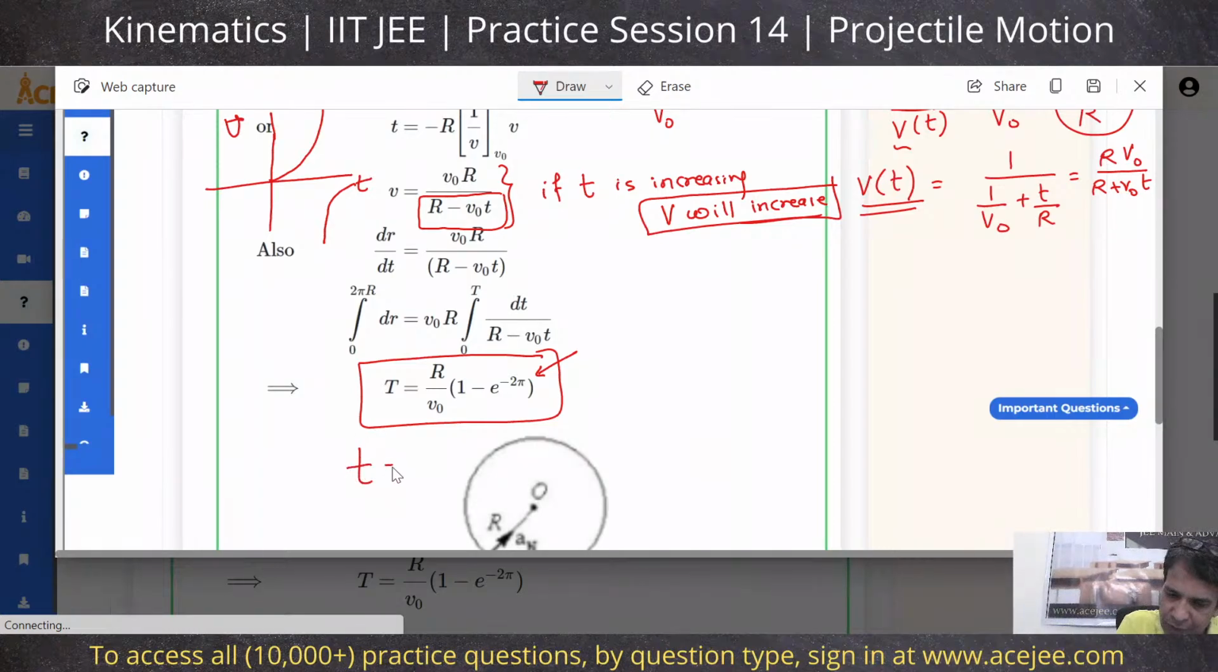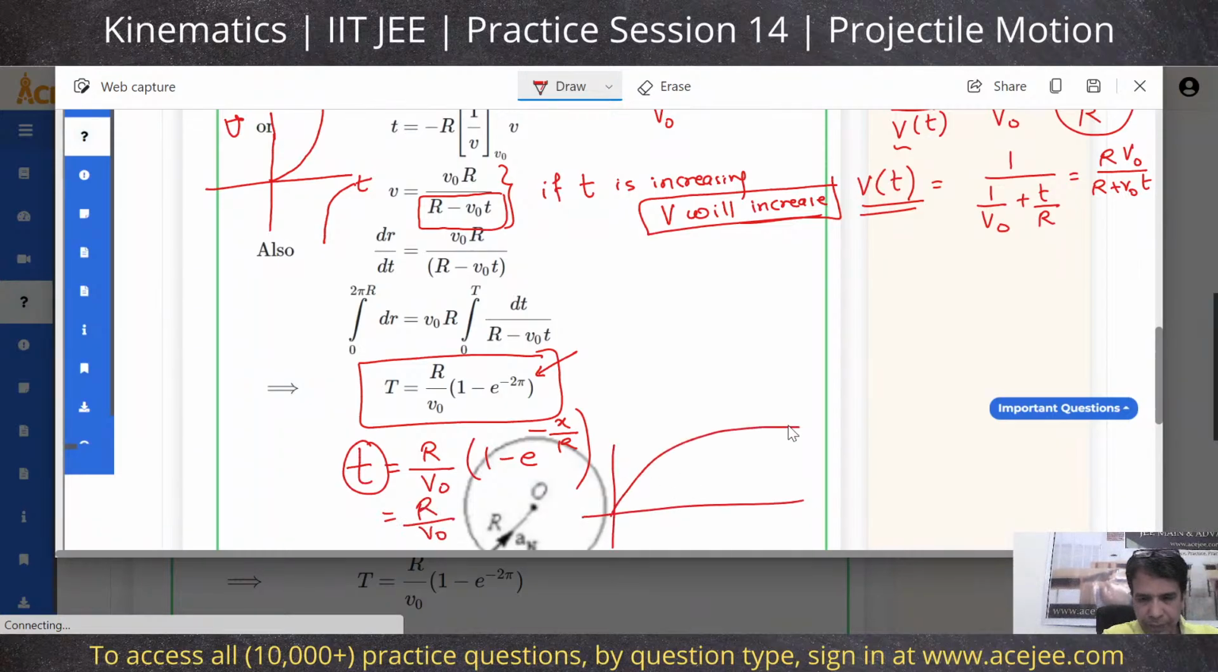Their expression in terms of a generic expression is t is equal to r by v0 times 1 minus e to the power minus x by r. As per their relation, x is the distance covered along the periphery. When x is 2 pi r, this gives us the time period for one revolution. But what they are saying is that as x becomes larger and larger, your time becomes constant. Time approaches r by v0. So this is their graph. Correct, Peter?